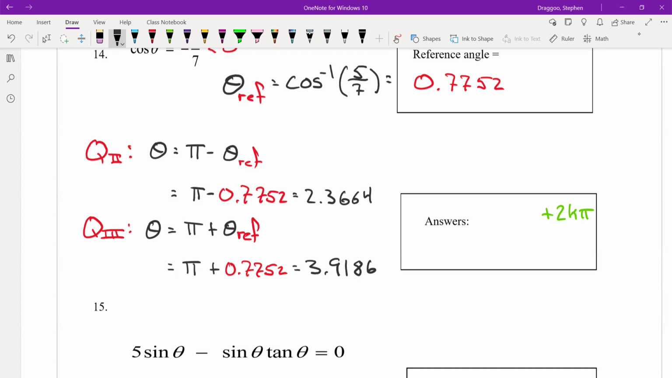So our answers are those two values, 2.3664 and 3.9186. Both plus 2k pi. Because I know that anything coterminal to either of these two angles will also solve the original equation. Notably here, the reference angle itself does not solve the equation. I just need it to find my other two solutions.